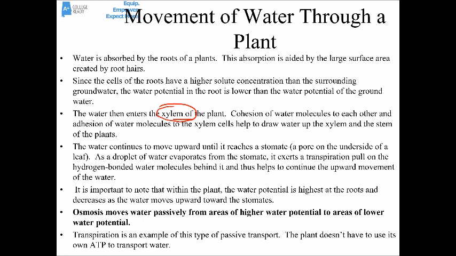It's important to note that within the plant, the water potential is highest at the roots, and it decreases as water moves up all the way to the stomate. Osmosis moves water passively from areas of high water potential to areas of low water potential. Transpiration is an example of this type of passive transport. The plant doesn't have to use any of its own ATP to move water through the xylem.